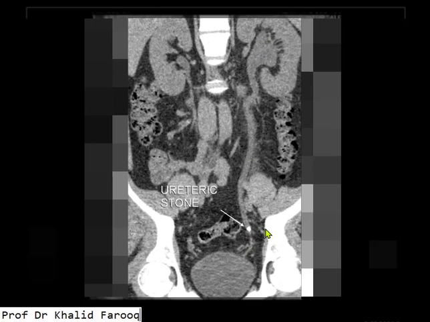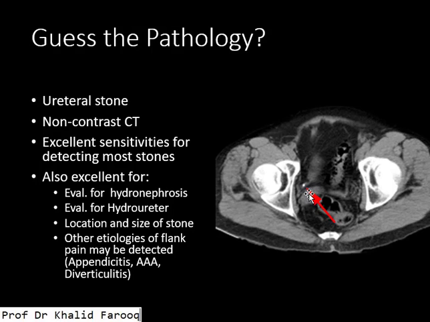And we can also see the exact level of the stone. We can also measure its density. We can also take its size, and we can also comment on the degree of obstruction, that is mild, moderate or severe. Now we can see that there is a tiny calculus in the lower third of the right ureter. So we conclude that CT is the best modality for the assessment of ureteric calculi. We can take the density, we can measure its size, and we can also comment on the degree of obstruction.